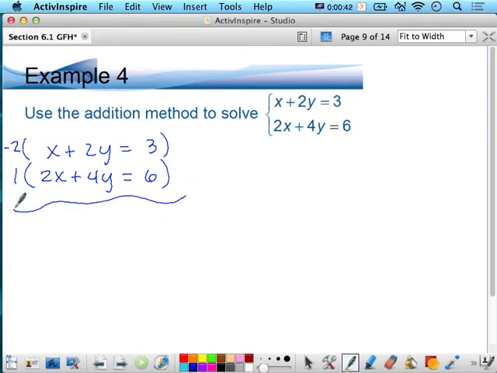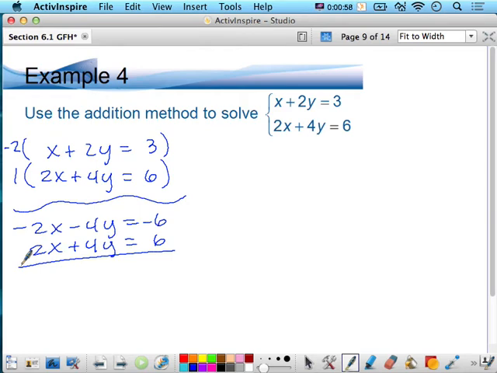So that gives us negative 2x minus 4y equals negative 6. And the bottom stays 2x plus 4y equals positive 6. And here's where things start to go weird. What happens? Everything on both sides cancels. So we have 0 equals 0.